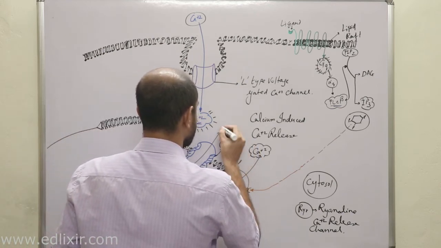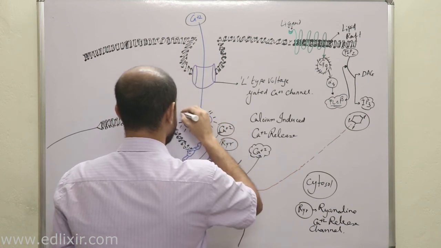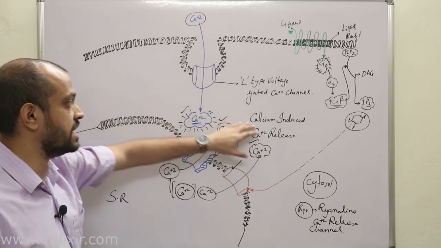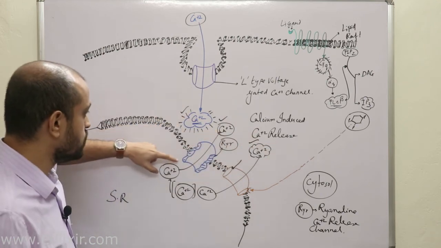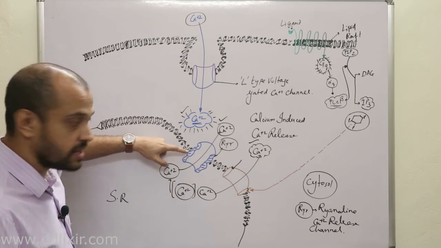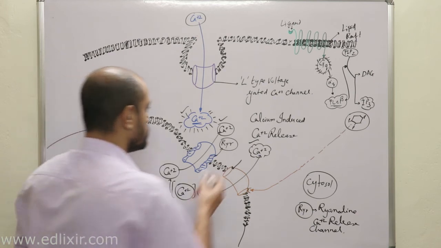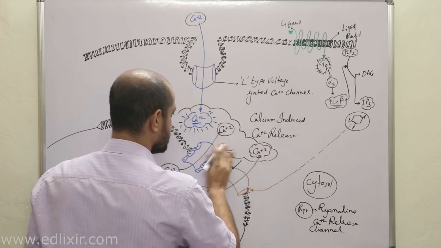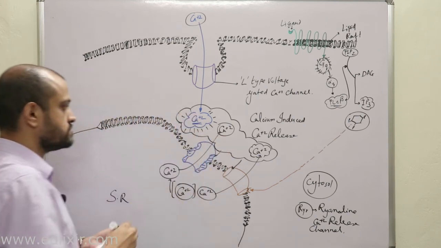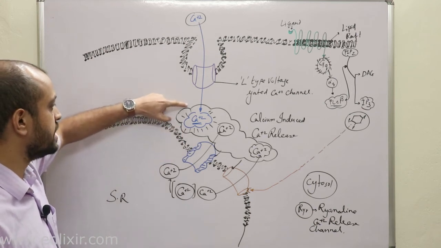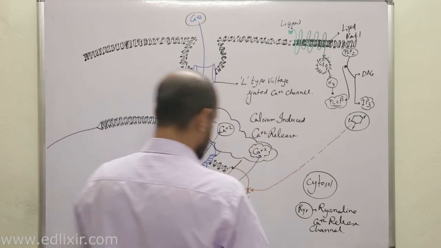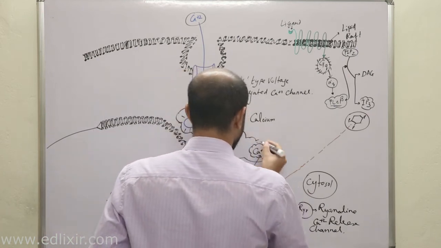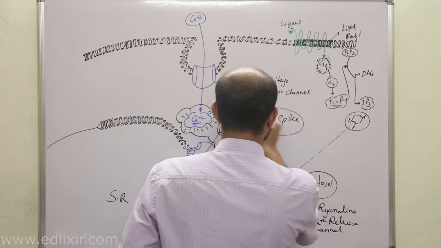Now listen with all your attention. When calcium is coming out from these three sources, the first two calcium entries into the cytosol are not calcium induced calcium release, but the third entry, from the ryanodine calcium release channel, is calcium induced calcium release. Due to these three events, calcium concentration in the cell increases, and this incidence is called a calcium spike. Clear?